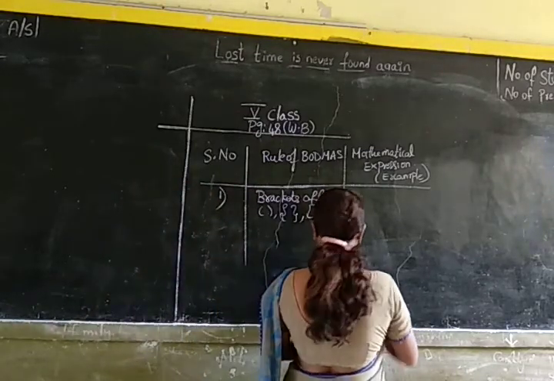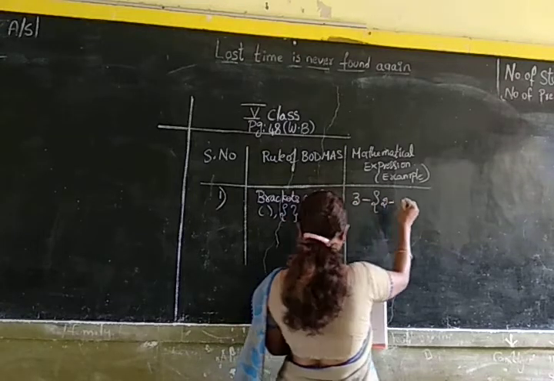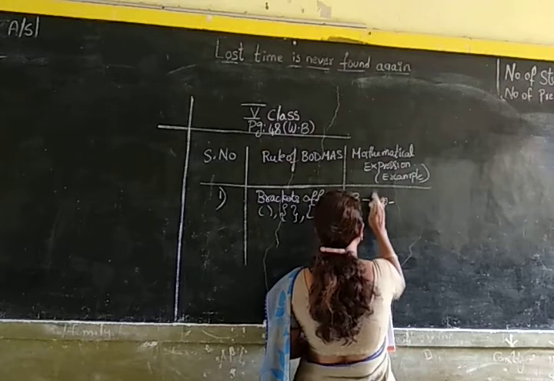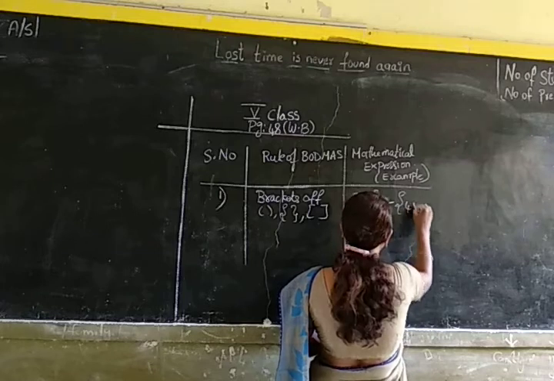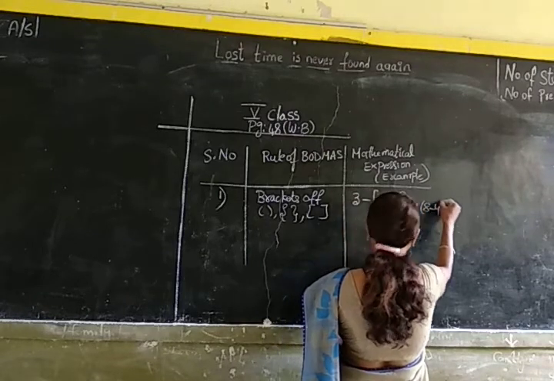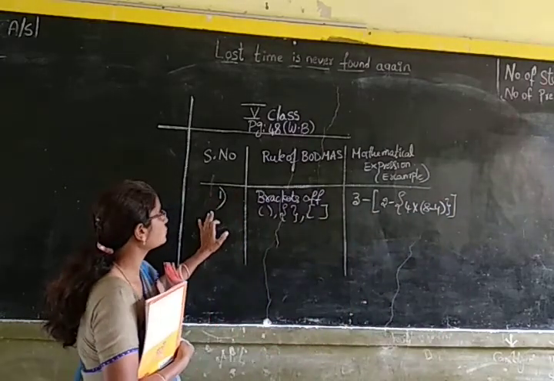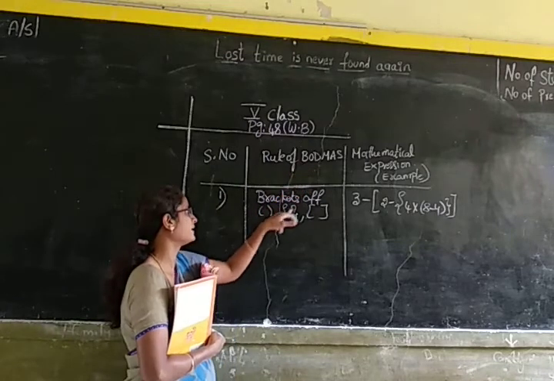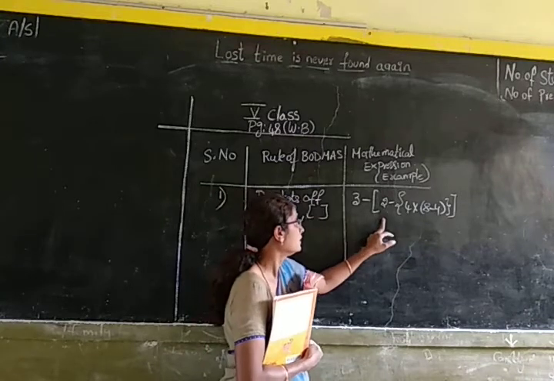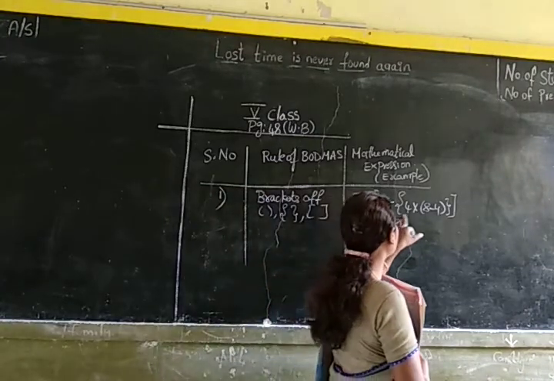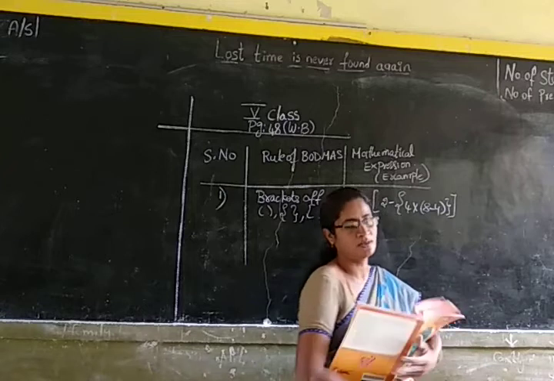So the expression for this is 3 minus square bracket, 2 minus flower bracket, 4 into 8 minus 4 in round bracket, flower bracket and square bracket. So what is the first rule of BODMAS? The first rule is B. B means brackets off. So there are 3 kinds of brackets and the example expression is this one. Okay children?